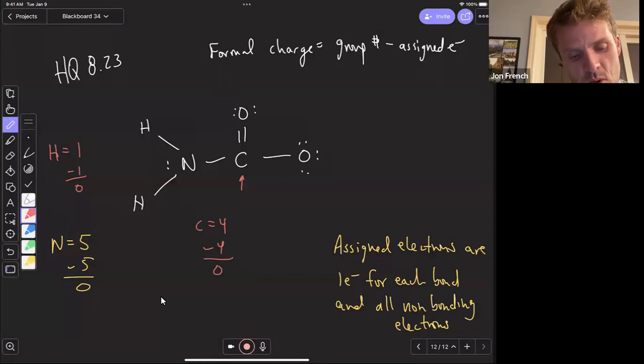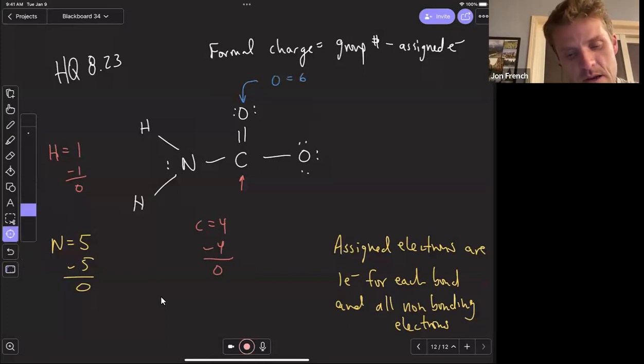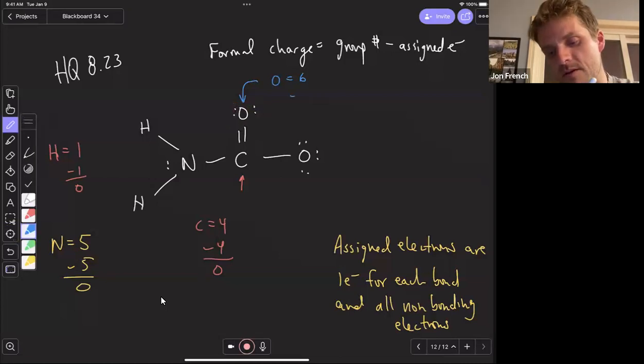So let's see, we'll do 1 oxygen in blue, and we'll do 1 in yellow. So this oxygen right here, oxygen is always group 6, right? This oxygen has 1, 2, 3, 4, because you count all lone pair electrons, right? So there's 4 non-bonding electrons there. And then you count 1 electron for each bond. So we have 4, 5, and 6. So 6 minus 6, that's 0.